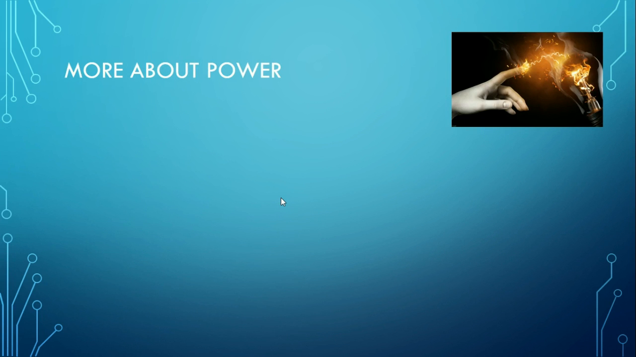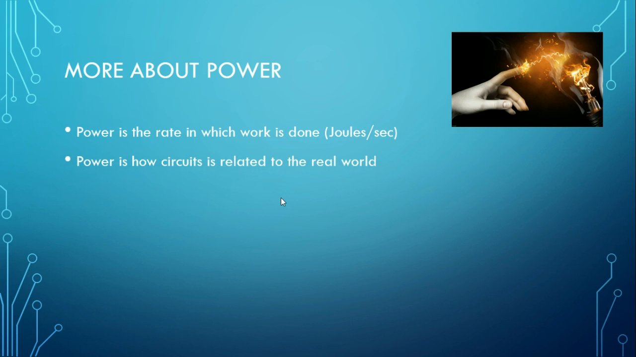So, more about power. Power is the rate at which work is done, so joules per second. Same thing with energy, it's the same unit, joules per second. And power is how circuits are related to the real world. When you're just talking about circuits, all you can do is pretty much solve for current, resistance, or voltage. You can't really do much outside that.